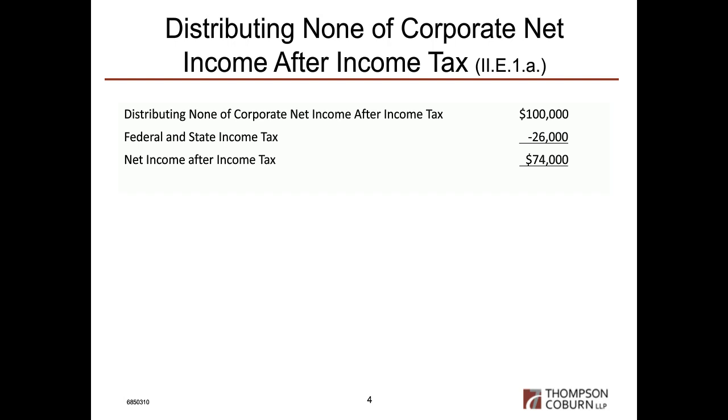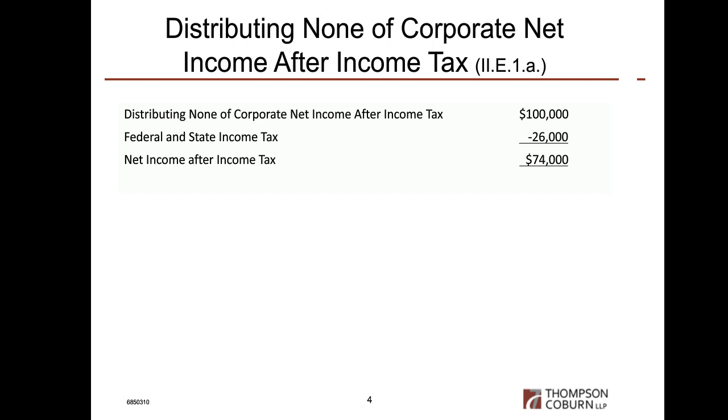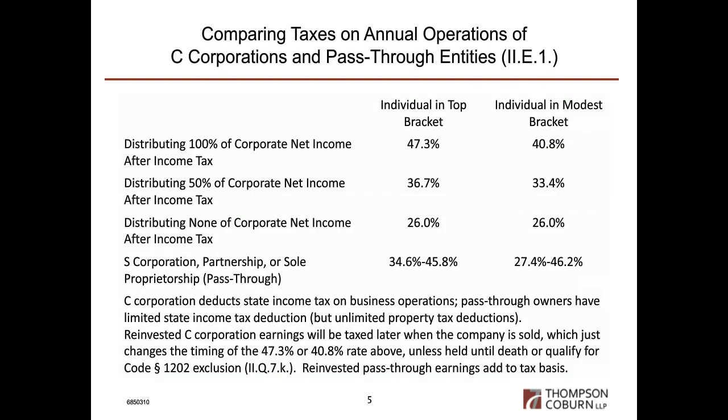Now let's go on to slide 5. Slide 5 is a summary of the prior 3 slides. So you can see for an individual in the top bracket, if the corporation distributes all of its net income after income tax, there's an effective rate of 47.3%. If it distributes half of the corporate net income after income tax, there's an effective annual rate of 36.7%. And if it distributes none of the corporate net income after income tax, then there's an effective rate of 26%.